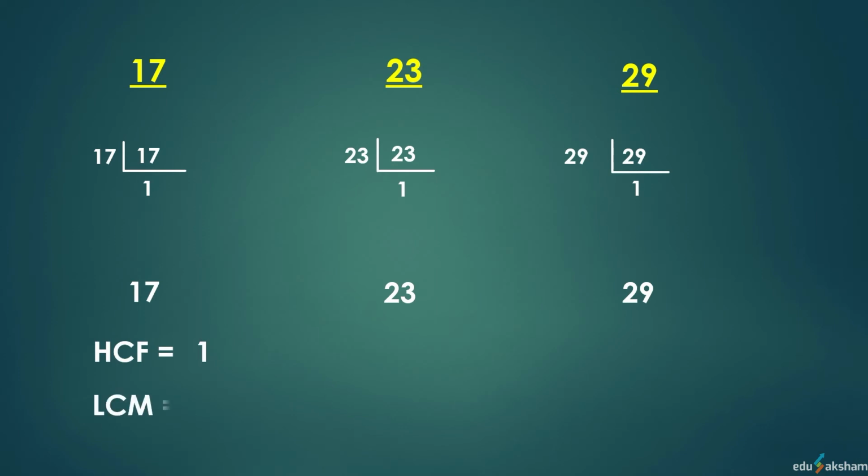For the LCM, we have to select the greatest power of each prime factor involved in the numbers. So the prime factors involved in the numbers are 17, 23 and 29. So we will select the numbers 17, 23 and 29, and their product gives us 11,339. So the HCF of 17, 23 and 29 is 1, and the LCM of 17, 23 and 29 is 11,339.